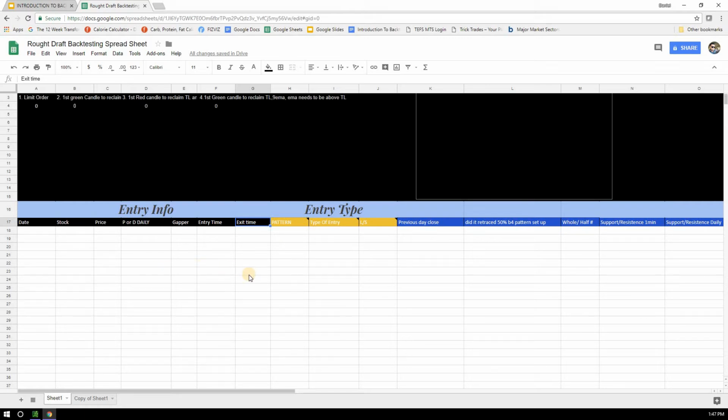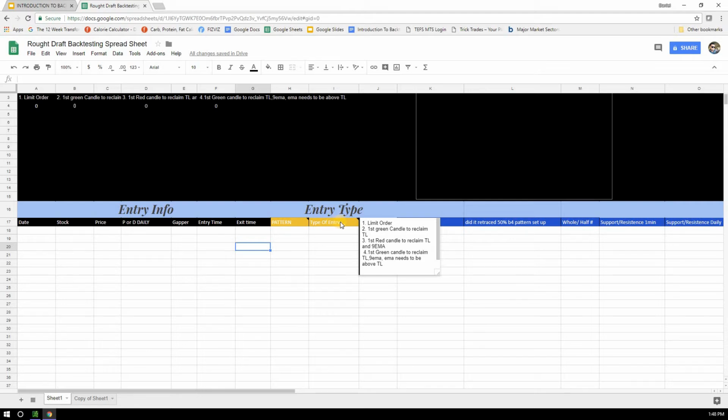And then the type of entry, right? The patterns. The pattern that we're going to be trading is the strength trade, and the type of entries I already went over with you guys, right? It's limit order, first green candle, and so on and so forth.